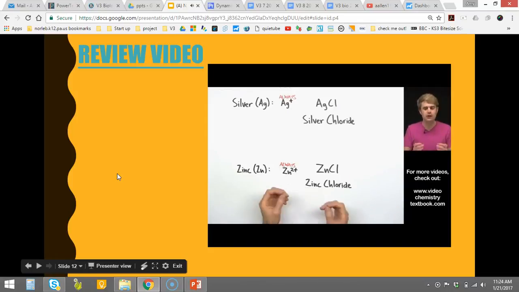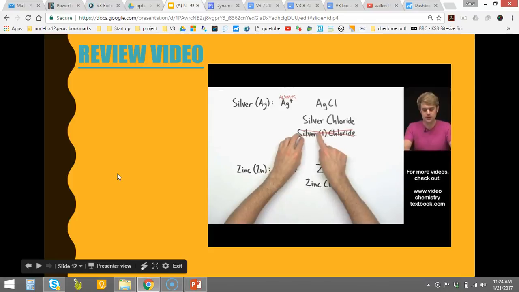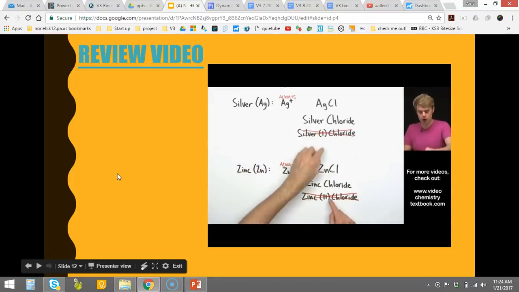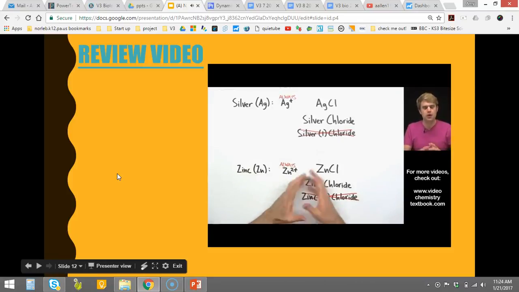And since these elements always make ions with just one charge, we don't have to use the Roman numerals when we're naming them. So it would be wrong to call this silver 1 chloride or zinc 2 chloride here. There's only one possible ion, so we don't use the Roman numerals. We only use the Roman numerals if we're trying to distinguish between multiple types of ions with different charges. So that's an introduction to how we name compounds that have transition metals.